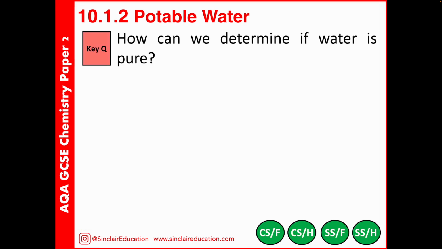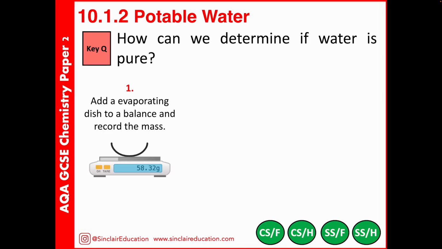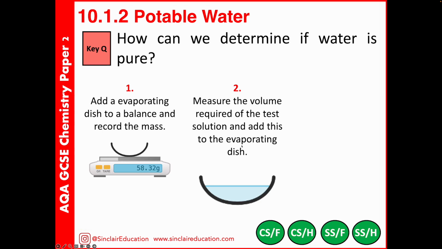This leads us on to our required practical, in which you could be asked how we can determine if water is pure. Now the idea here is that we'll add an evaporating dish to a balance and record its mass, because the container that we use does have mass to it. This isn't negligible. We'll then measure a fixed volume of water into our evaporating dish. So this might be, for example, just 5 centimetres cubed.